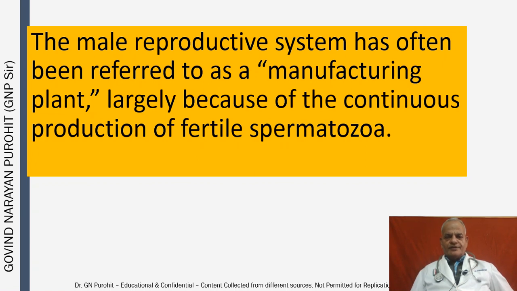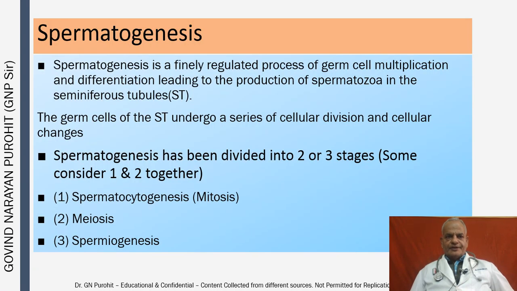The male reproductive system has often been referred to as a manufacturing plant, largely because of the continuous production of the fertile spermatozoa. The spermatogenesis is a finely regulated process of germ cell multiplication and differentiation, leading to the production of spermatozoa in the seminiferous tubules of the testes. The germ cells of the seminiferous tubules undergo a series of cellular division and cellular changes.